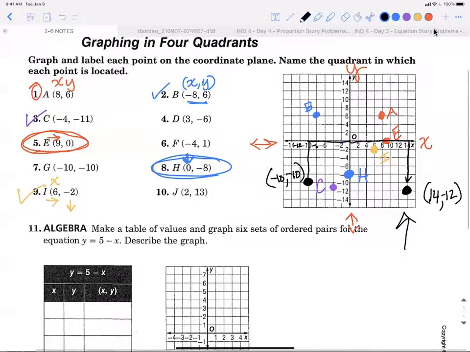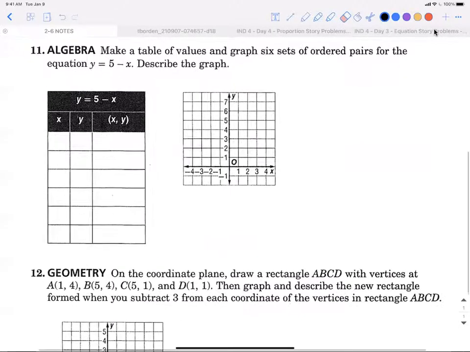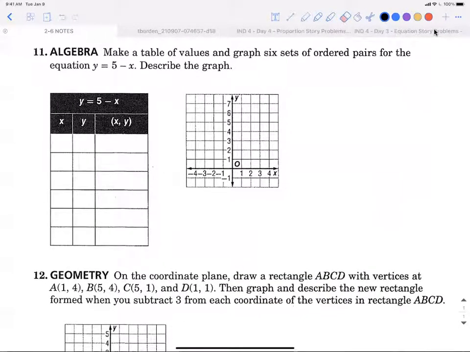Like I said, I think that's kind of a review. So this is where the new stuff will kind of come in. Now, when I say new stuff, we've talked about all of this year. This is going to really bring in a lot of what we've already done this year to work this problem. It says, make a table of values and graph 6 ordered pairs for the equation y equals 5 minus x. So our equation that they gave us is y equals 5 minus x. We are going to use that over and over and over again here.